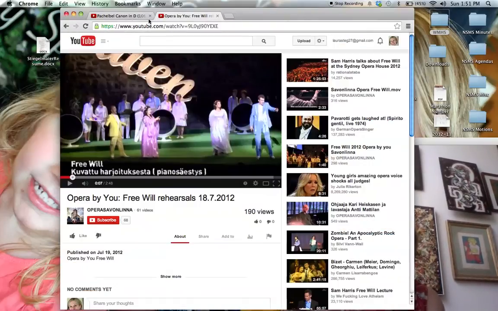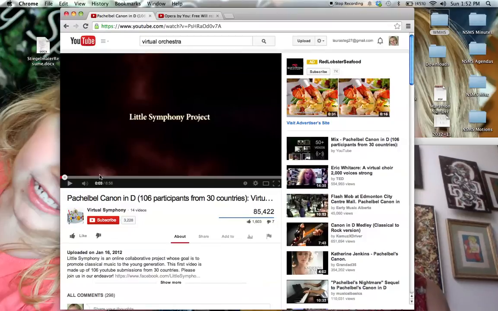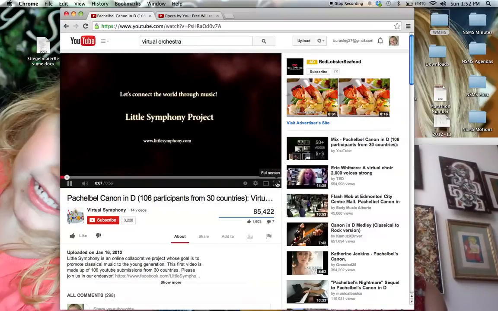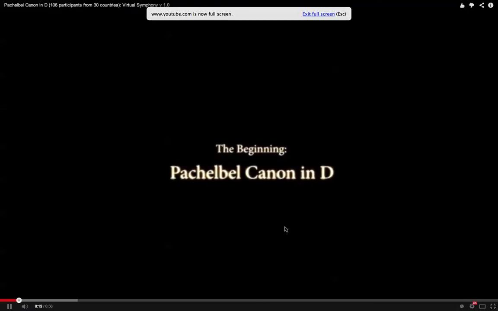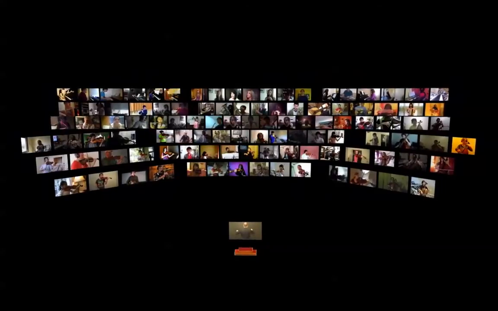The next portion of SAMR would be the modification, and this I can connect to a lot of the virtual ensemble projects that are going on, where people from all around the world will send in videos of themselves playing a piece of music or singing a piece of music, and then it will be put together into a virtual orchestra or choir. This one, the Little Symphony Project, has done Pachelbel Canon, and I believe that it is a really good representation of the modification of SAMR. So you can see people, 130 people.